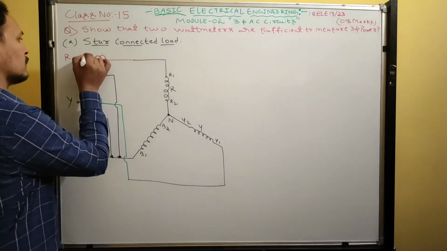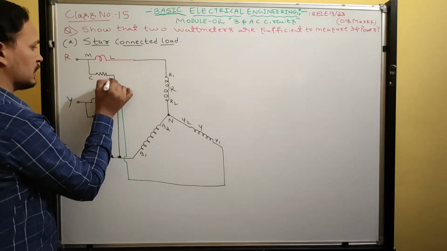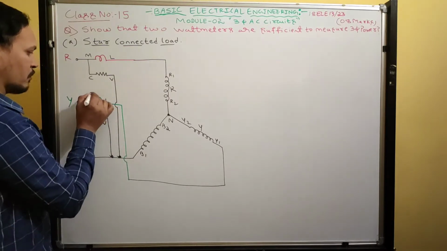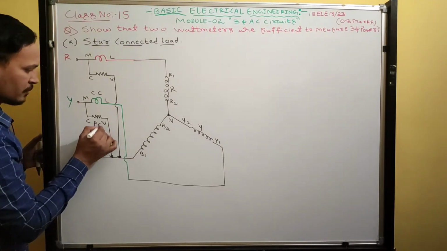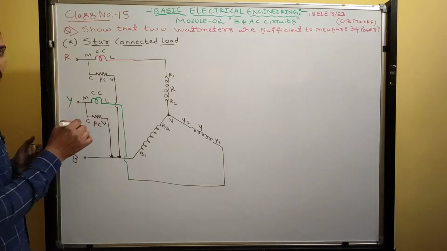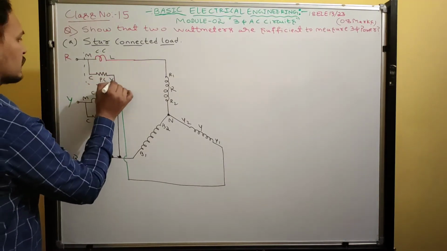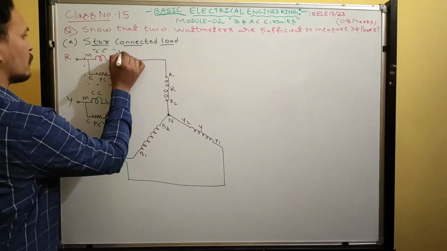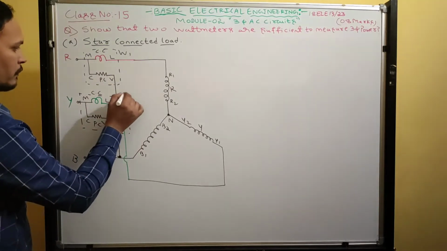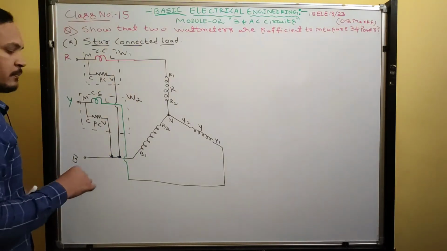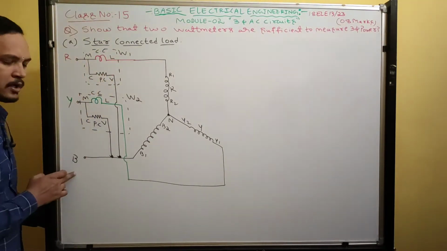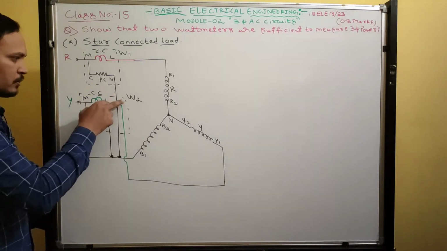What are the wattmeter terminals? M, L, C, V: mains, load, common, voltage. M, L, C is the current coil, and V is the potential coil. PC is nothing but the potential coil, and CC is nothing but the current coil. Now this you can say is W1, wattmeter 1, and this one is wattmeter 2. So I connected the wattmeters in the R and Y lines. The potential coil of W1 is connected between the R and B lines, and the potential coil of W2 is connected between the Y and B lines.